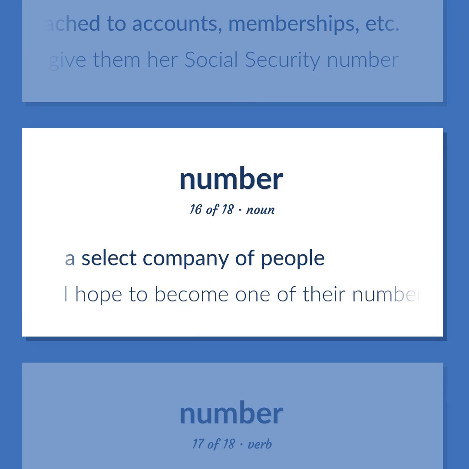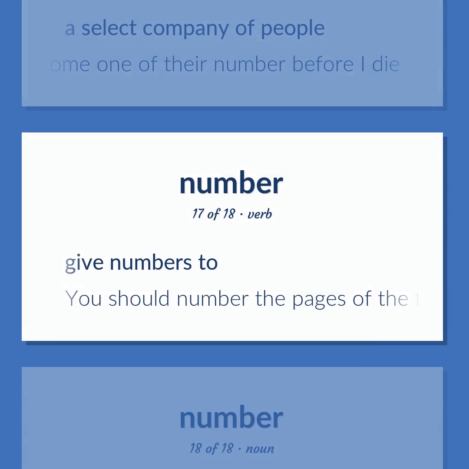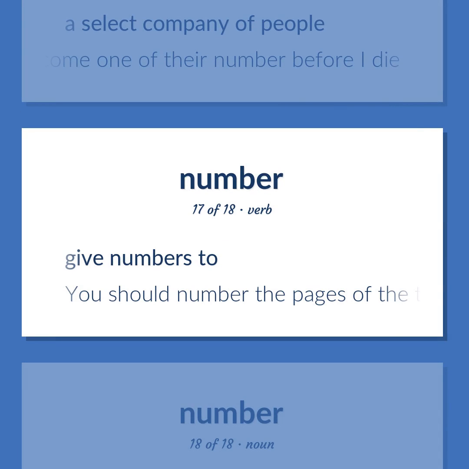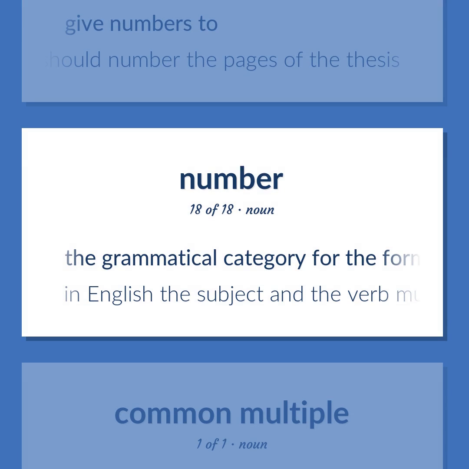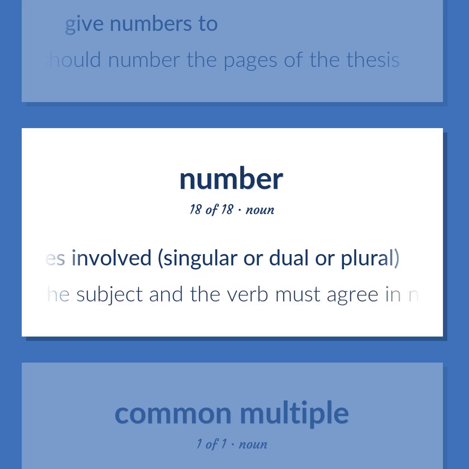A select company of people. I hope to become one of their number before I die. Give numbers to. You should number the pages of the thesis. The grammatical category for the forms of nouns and pronouns and verbs that are used depending on the number of entities involved, singular or dual or plural. In English, the subject and the verb must agree in number.